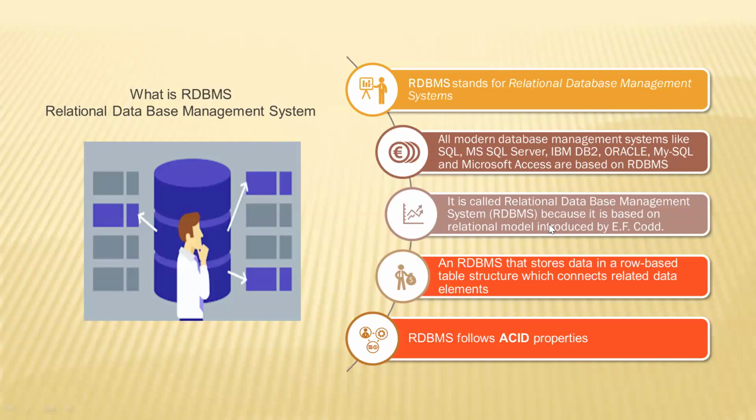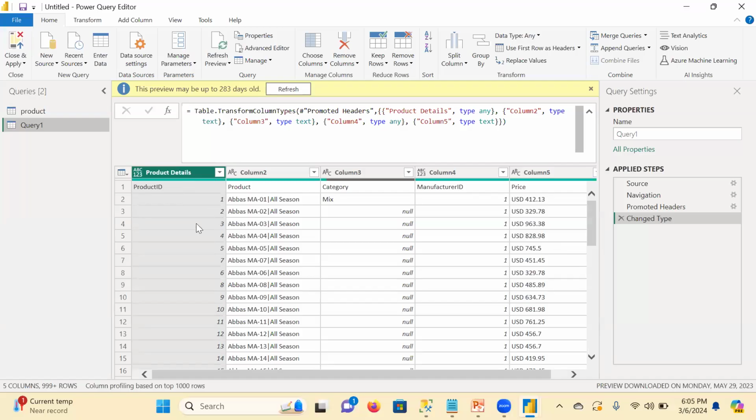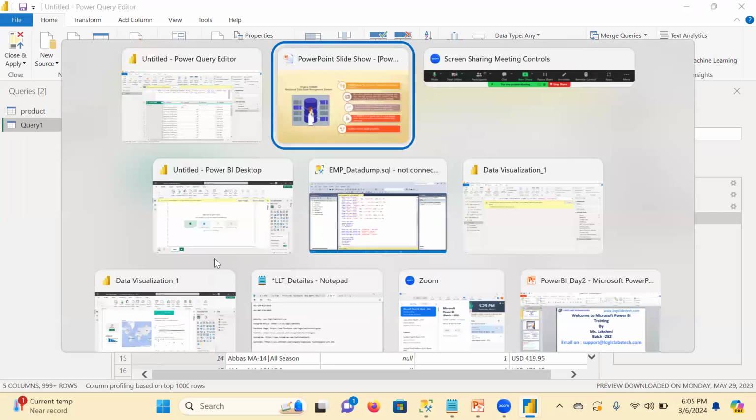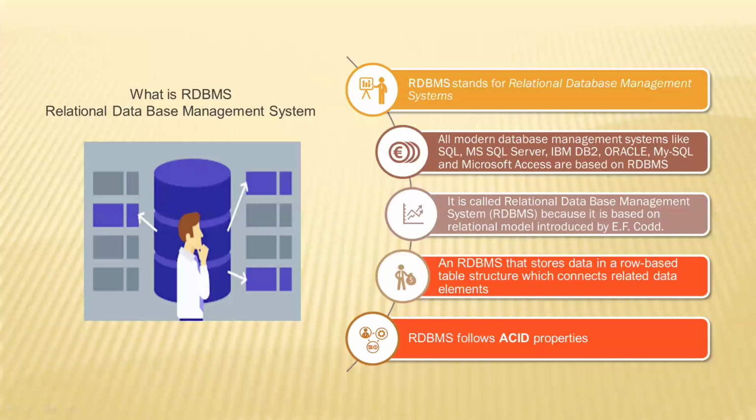Before this we didn't have such a thing, so we maintained data in other ways. In RDBMS, we store data in rows and columns. As I showed you, in Power BI we can see columns and rows too. In the same way, we have data in RDBMS, in rows and columns.